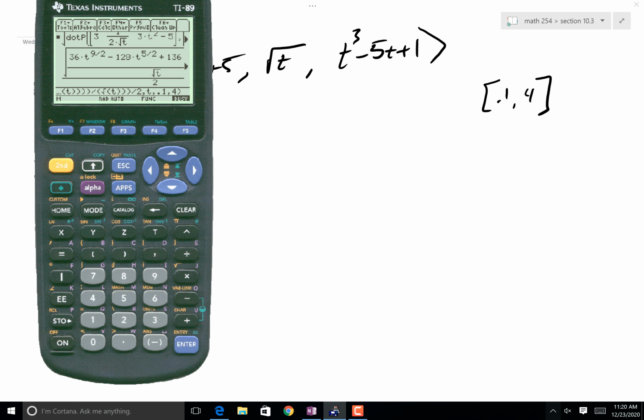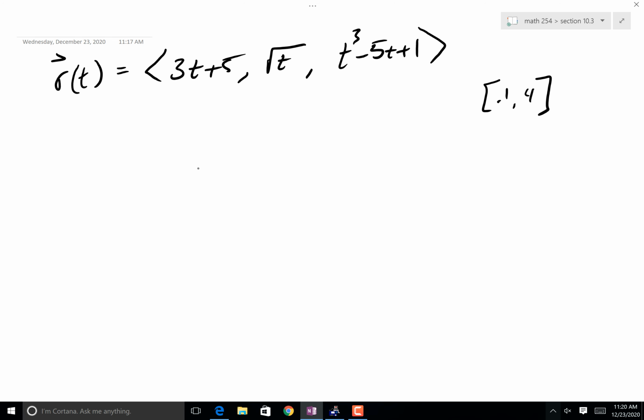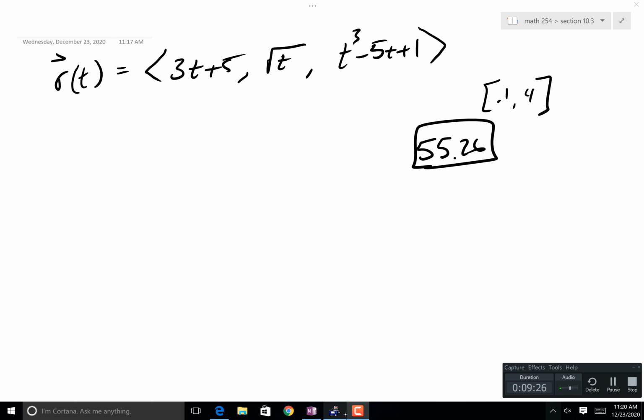Oh, why did I pick such a hard one? It's just kind of disturbing. Oh, it's that square root of t. I shouldn't have done that one. No, 55. There you go. 55.26. Bam, and you're done. Bob's your uncle. Meters, whatever that's in, you're done.